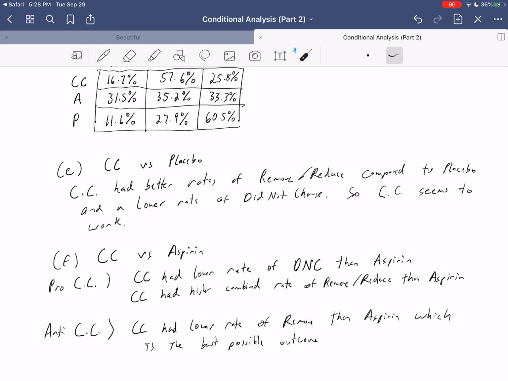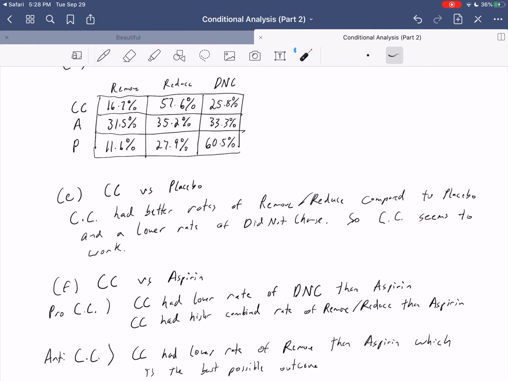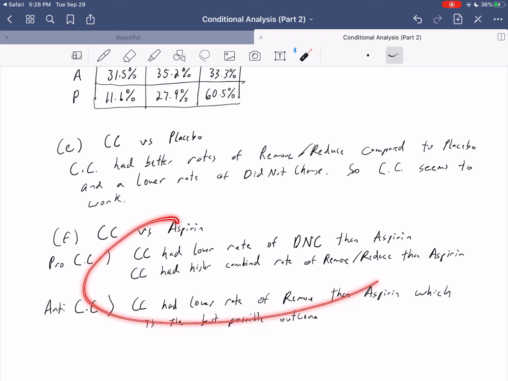Now, notice that either way we look at it, there is no reason to believe that our Cheapo Comfort does not at least work. We were very convinced across the board that Cheapo Comfort was better than the placebo at removing, better than the placebo in terms of reducing, and better at not doing anything, with a lower rate of not doing anything than the placebo. So we're definitely convinced it works. Whether or not it is better than another drug, that is more up for interpretation.